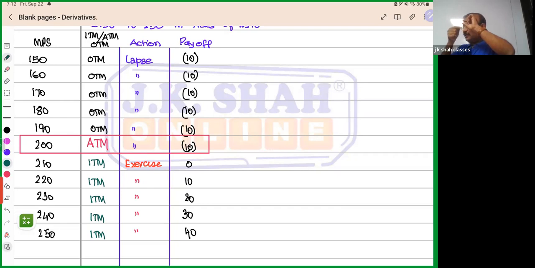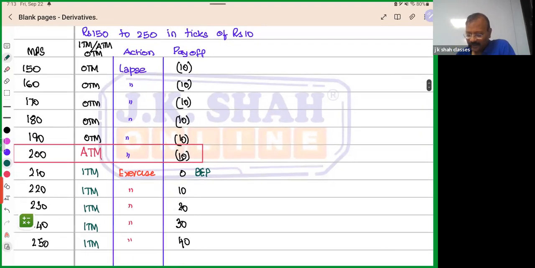ATM ke niche, below ATM, if it is, let us just say it's OTM, then that means upar will all be ITM, because ATM is the crossover point, right? No, it's not the break-even point. Break-even point alag hai. Break-even point is this. This is my break-even point where the payoff is 0, right? Now, we'll practice a whole lot on this.